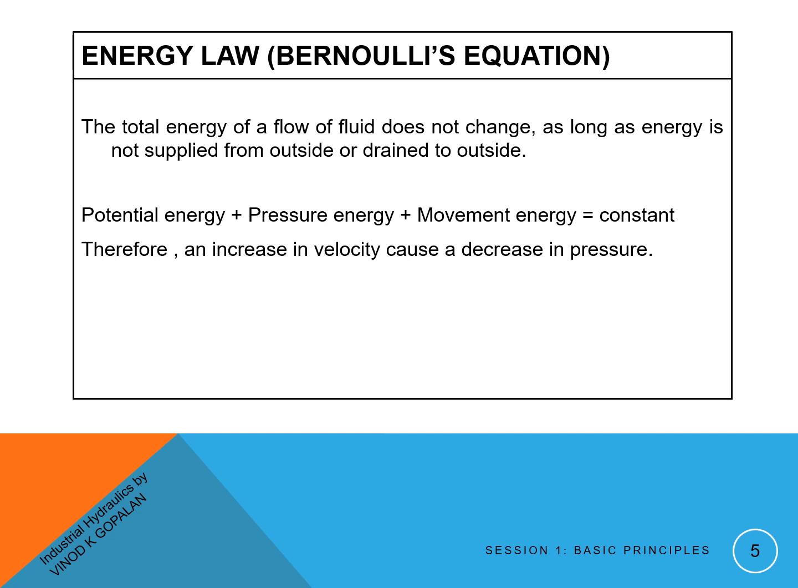Energy law, Bernoulli's equation. The total energy of a flow of fluid does not change as long as energy is not supplied from outside or drained to outside. That is, potential energy plus pressure energy plus movement energy is a constant. Potential energy is related to the height of the fluid level. In industrial situations, change in potential energy is not significant. That is, pressure energy plus movement energy is a constant. Therefore, an increase in velocity causes a decrease in pressure.